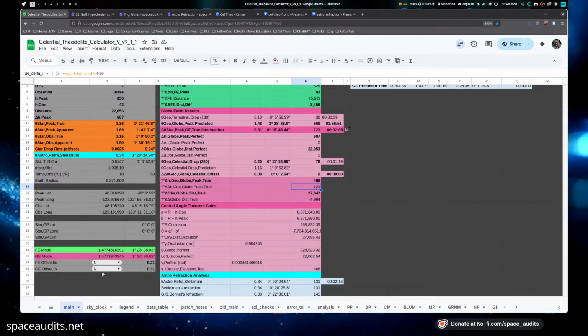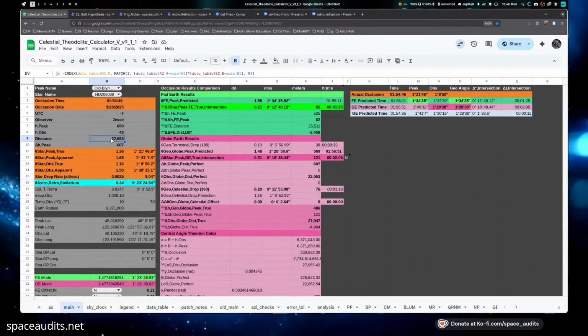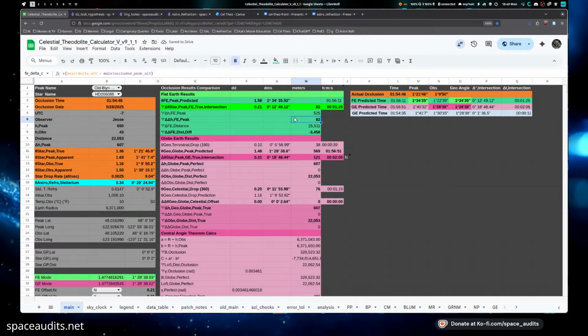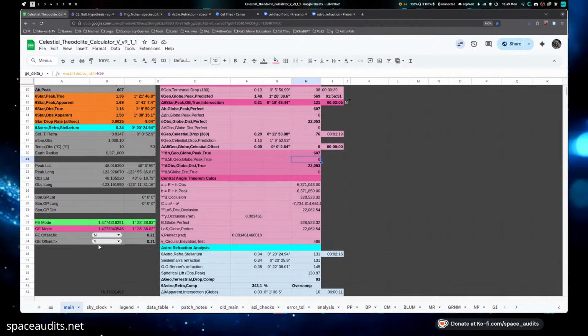So keep an eye on elevation and distance here. The distance is 22,000, the target distance, and the elevation is 607. Here they derive an elevation of 486 and a distance of 27,000 meters. Now, if they hit their intersection, they'd be dead on, or at least a lot closer. They would be like 82 off like we are, rather than all of it.